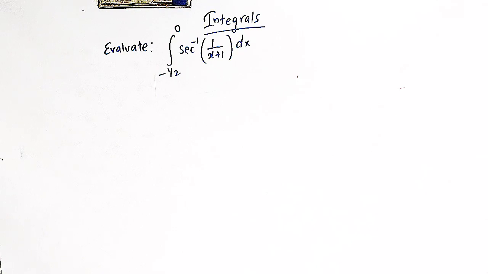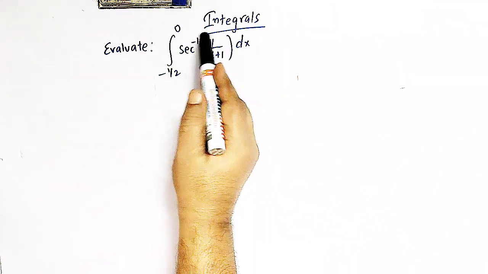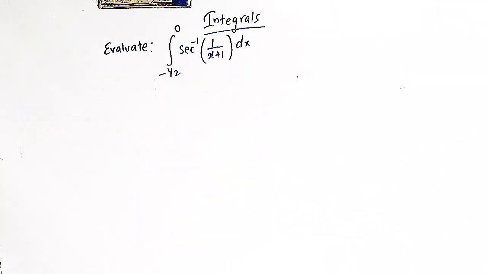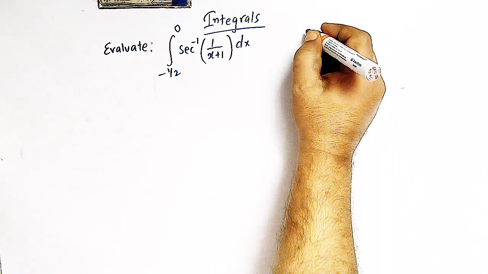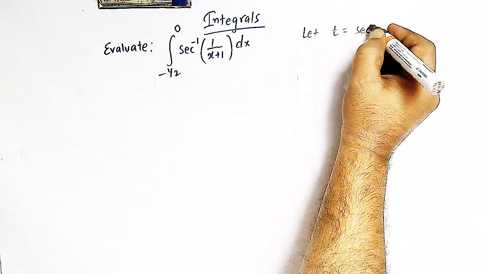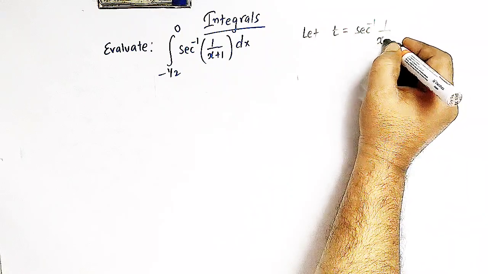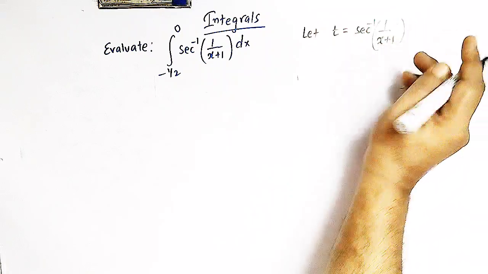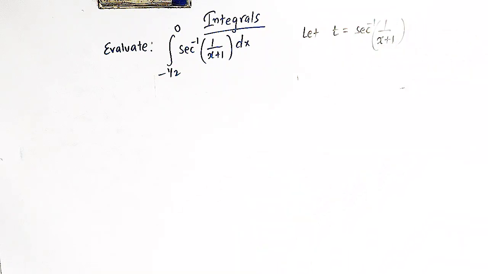The first one is the integration by substitution method, and then applying the method of integration by parts. So let us first apply the method of substitution to simplify this integrand, and then apply the method of parts. Let us first substitute, say, t is equal to secant inverse of 1 over x plus 1. We'll start with this substitution.